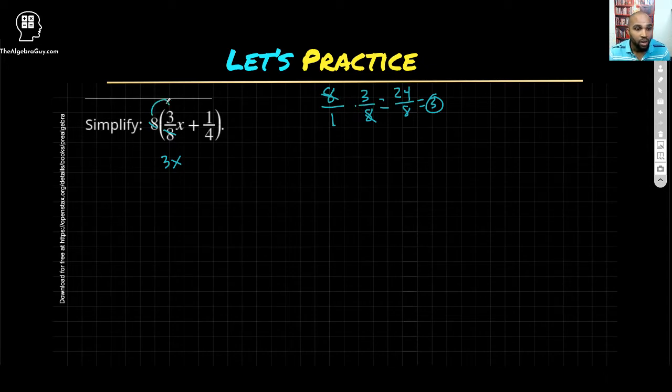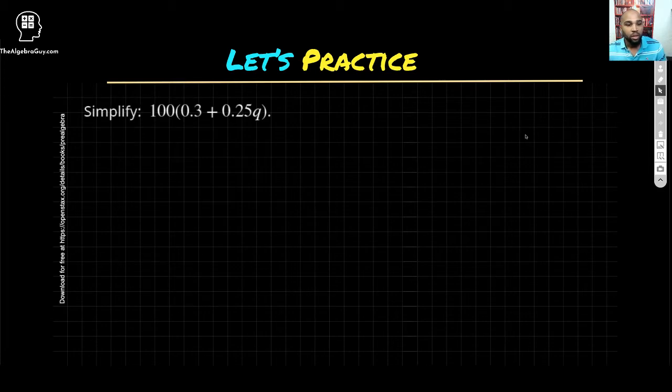So if you didn't see that previously, that's what you're going to get. So I've done this first term. Let's multiply 8 times 1/4. So that's the same thing as saying 8 over 1 times 1 over 4. That's 8 over 4, which is 2. So 3x plus 2. Again, I would have seen that 8 divided by 4 is 2 in a much faster way. But in case you didn't, that's how you would do it.